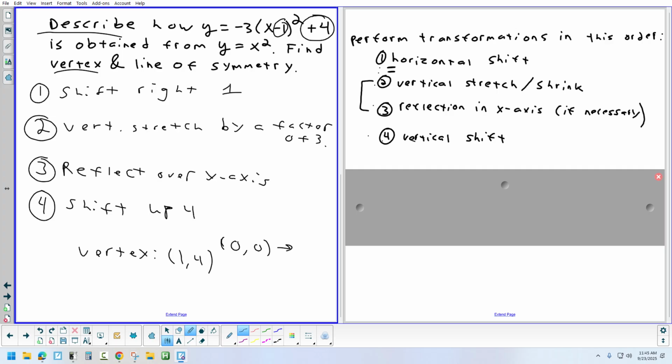And last thing, line of symmetry. Okay, line of symmetry, because it's a parabola, is going to start out with what letter? Yep, x. And it's going to be x equals, yep, 1. It's the same as this number you used right there, because it's been moved 1 unit to the right.